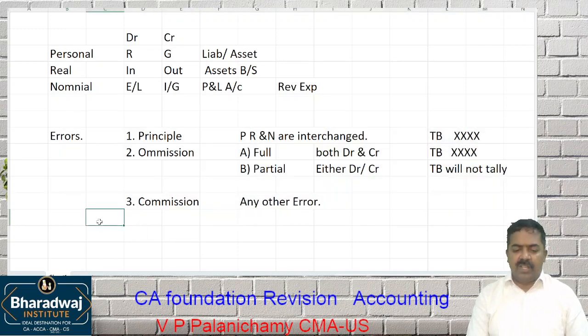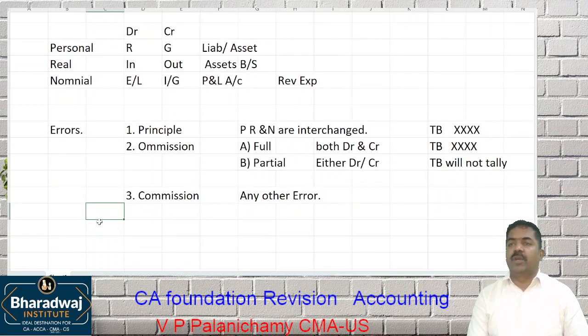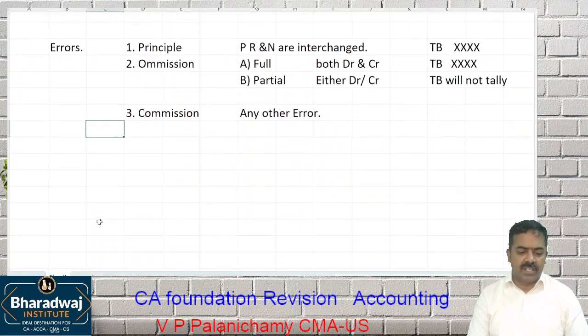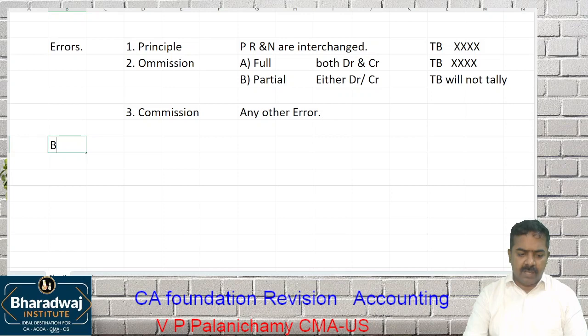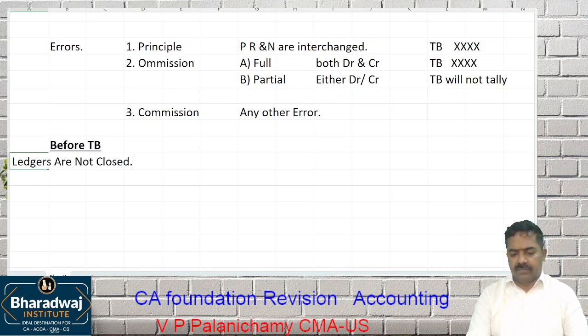Then, when you identify the error, at what stage do you identify the error? The error can be identified before trial balance. What do you mean by before trial balance? That is, ledgers are not closed. If ledger is closed, we can prepare the trial balance. If trial balance is not prepared, what is the meaning? Now ledgers are not closed.